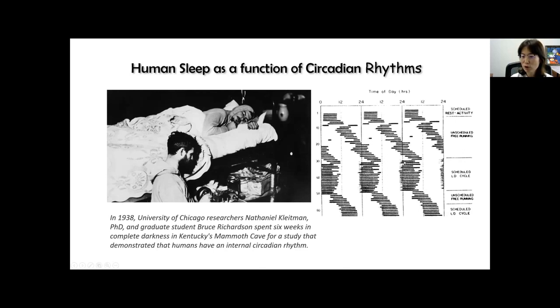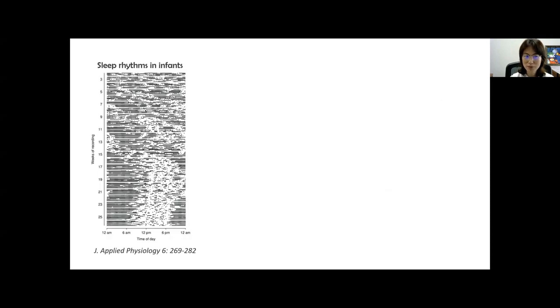And then when you go back to the LD condition, a light-dark controlled environment, they can reset. And when you release them to the constant light condition, they can free run again. So this sleep recording really manifests that the circadian clock exists and regulates the human behavior of sleep.